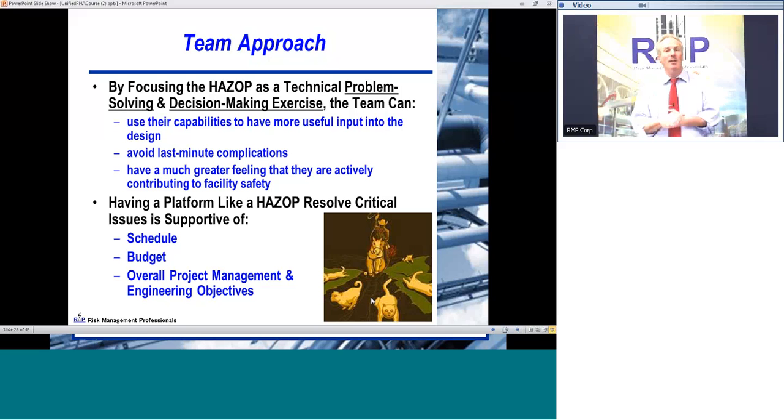It also means you have to be very careful and have a mechanism to pull all these ideas together so you're not addressing problems after it's been fabricated or after it's been installed. So using a platform like a HAZOP to resolve critical issues is supportive of schedule, keeping the budget under control, and overall project management and engineering objectives.